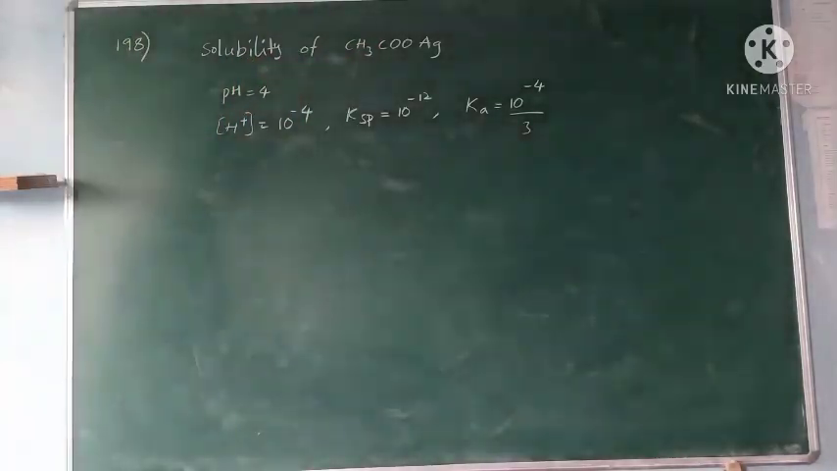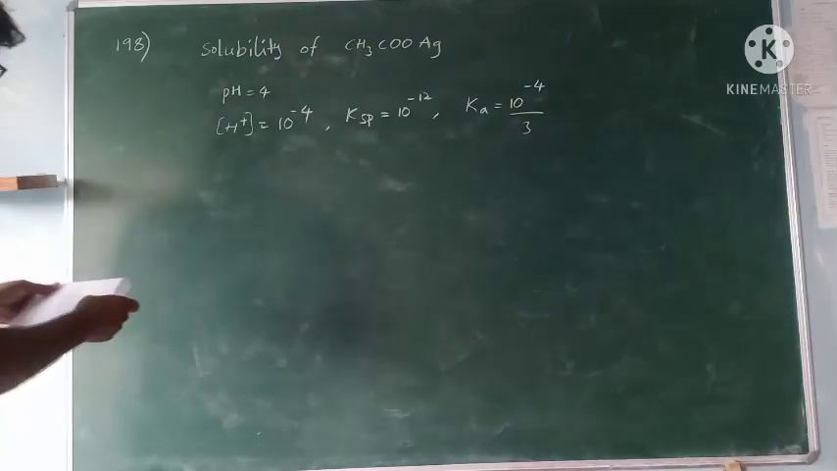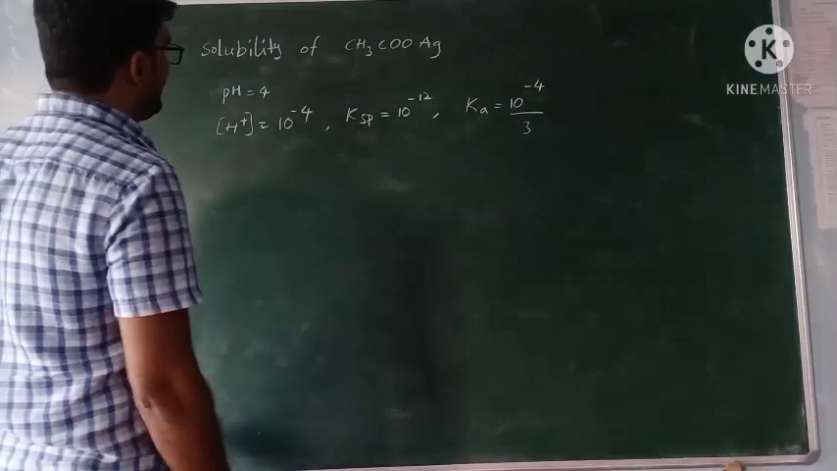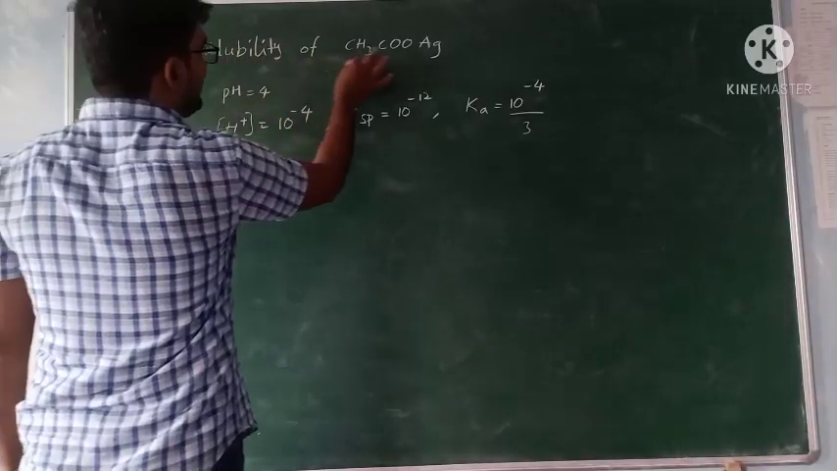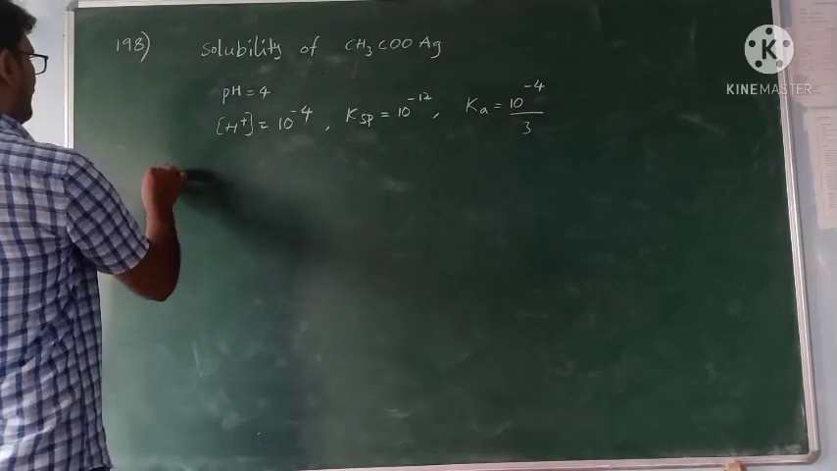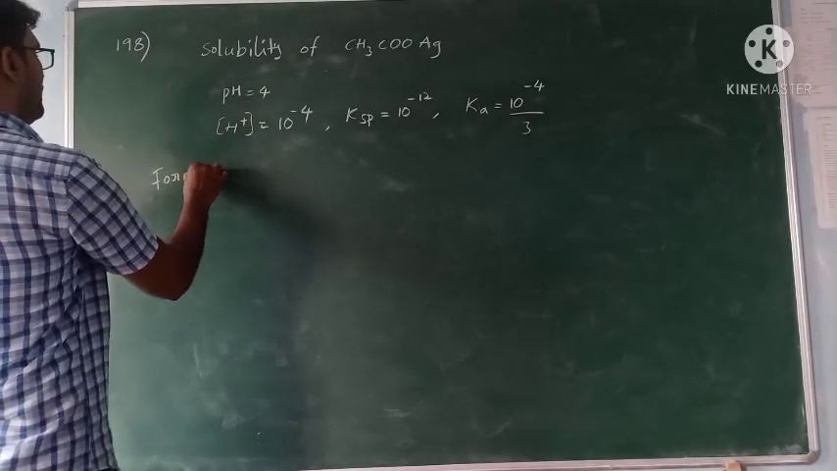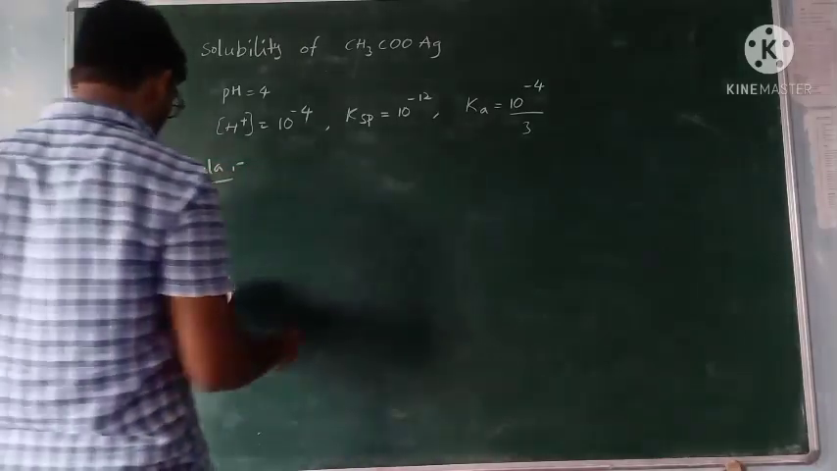Sir, what type of salt is it? It is important. It is a weak acid salt. Okay, now for the solubility of a weak acid salt, one formula is there. Remember all of you. I didn't give this formula, so all of you write.